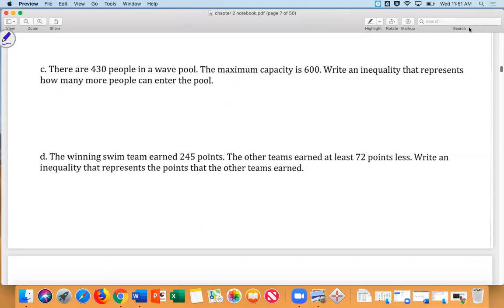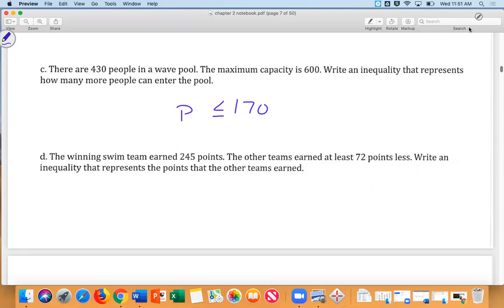All right. There are 430 people in the wave pool. The maximum capacity of that wave pool is 600. Write an inequality that represents how many more people can go in the wave pool. Why do you need an inequality when you can just do that? All right, do the math. 600 minus 430, which is about 170. Very good.